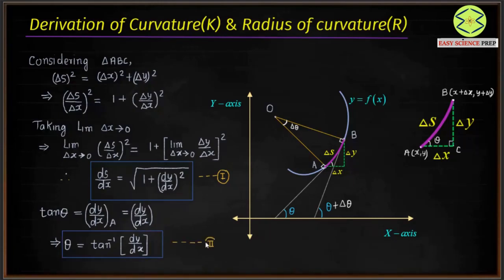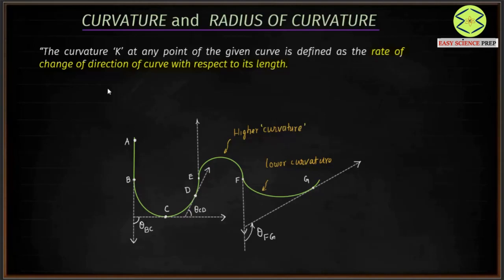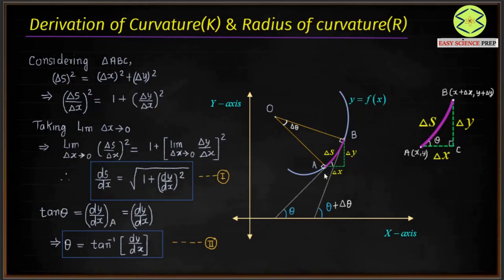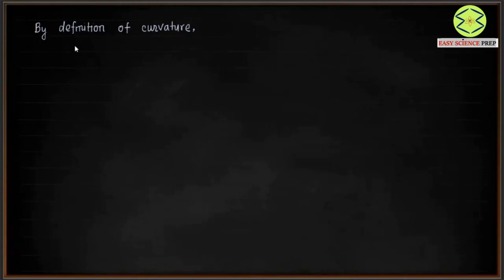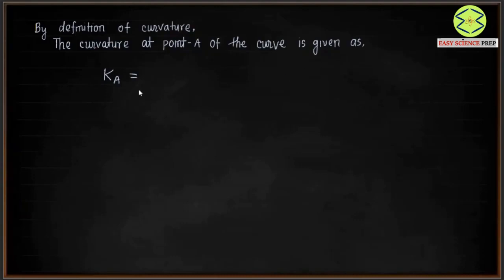Now we shall come back to the definition of curvature. We would like to find the curvature at point A. So the curvature at a particular point A is nothing but, by the definition, the curvature k at any point of the given curve is defined as the rate of change of direction of the curve with respect to its length. As we know, the rate of change of direction is nothing but the change of angle between 2 points we can take. So by the definition of curvature, we can write the curvature at point A of the curve as ka equal to the rate of change of direction of the curve with respect to the length of the curve.